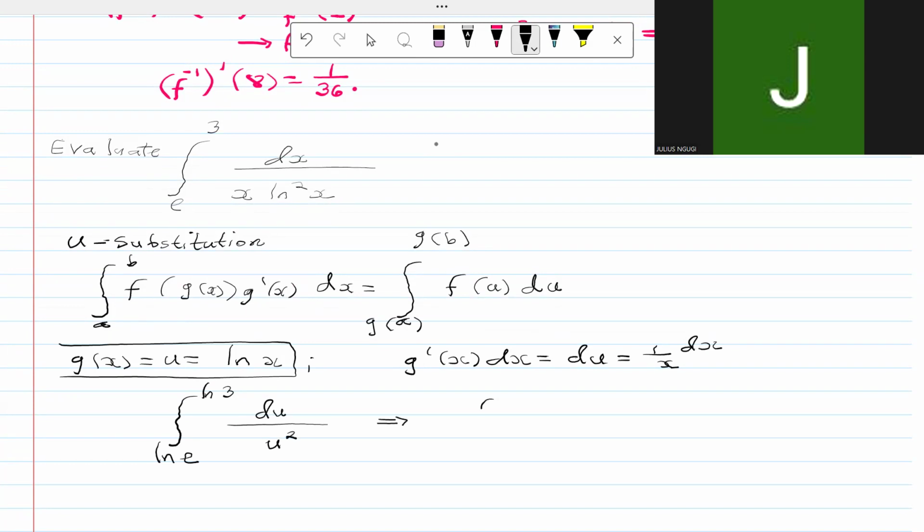So this means that you are integrating from ln of e, which is just 1, to ln of 3, u to the power of minus 2 with respect to u. And here you use the power rule method, whereby you add 1 to the power and divide by the new power, then you use the fundamental theorem of calculus 2. So you get minus 1 over u, and then the limits of integration are 1 and ln of 3. When you substitute, you get minus 1 over ln of 3, then minus minus 1, so you get plus 1. So the answer becomes 1 minus 1 over ln of 3.